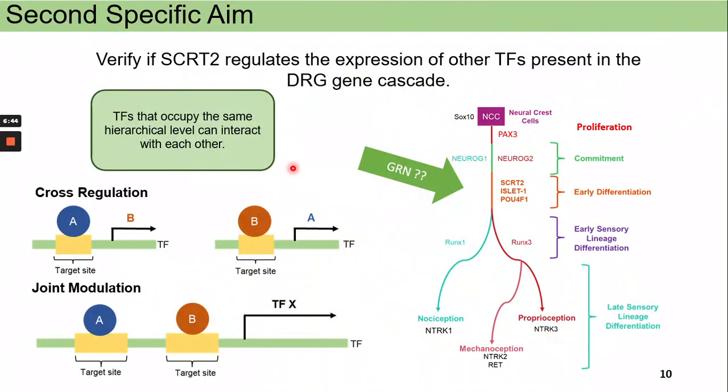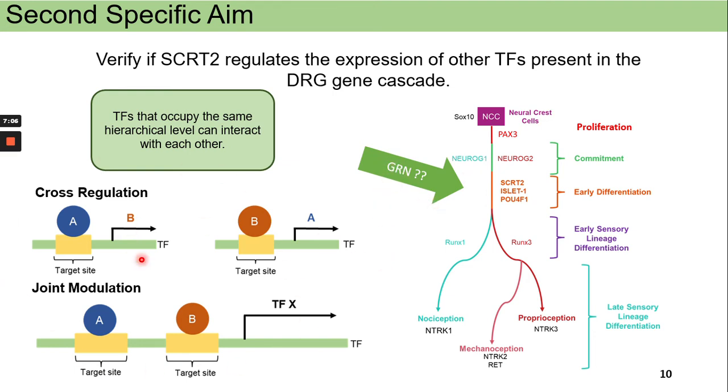phase. So next, we wanted to verify if Scratch2 could regulate the expression of other transcription factors present in the DRG gene cascade. So when transcription factors occupy the same hierarchical level in a gene cascade, possibly they can interact with each other, forming a gene regulatory network.